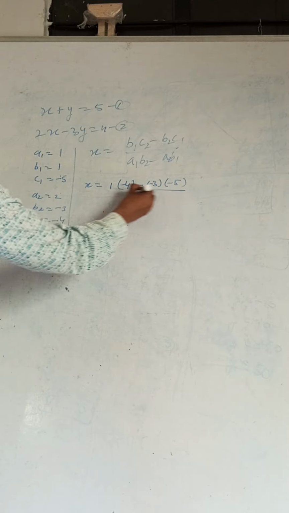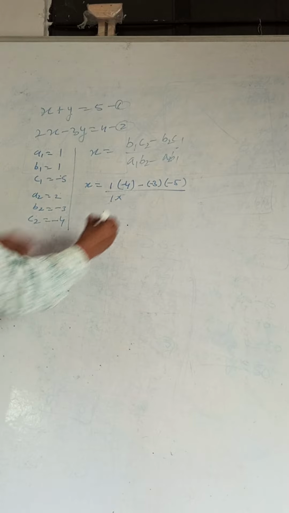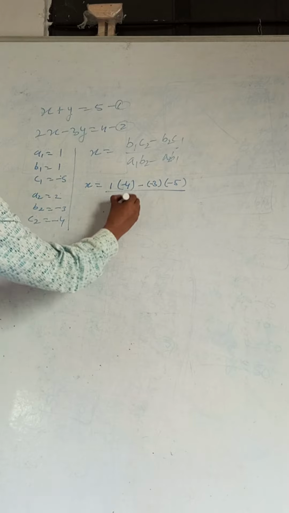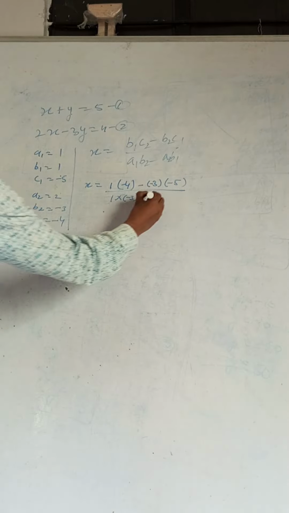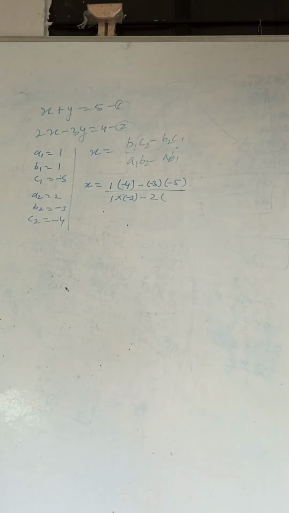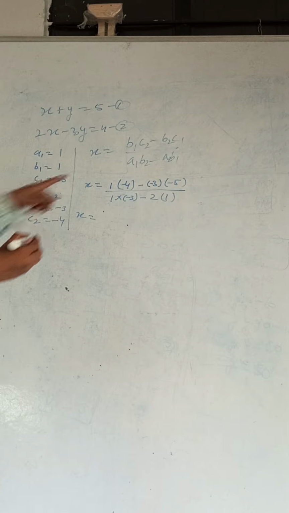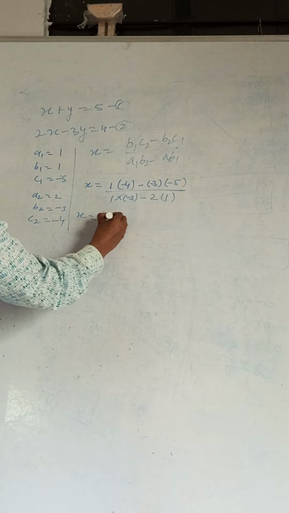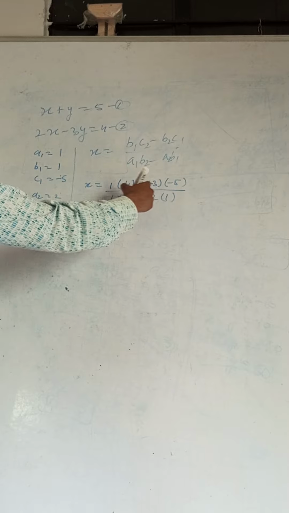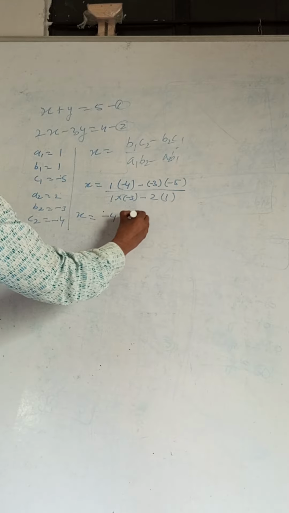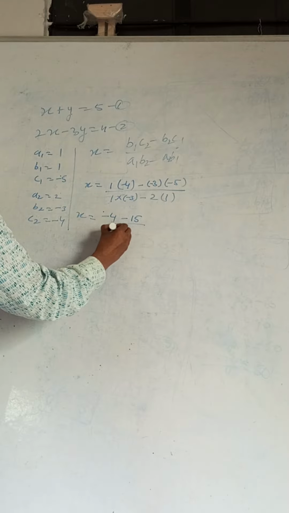Total, whole, divided by A1, which is 1, into B2, which is minus 3, then minus A2, which is 2, into B1, which is 1. Now we are solving it. X is equal to 1 into 4 is 4, but minus 4. Then 5 threes are 15, and minus into minus is plus, plus into minus is minus, so minus 15. By 1 into 3, 3, but minus 3.